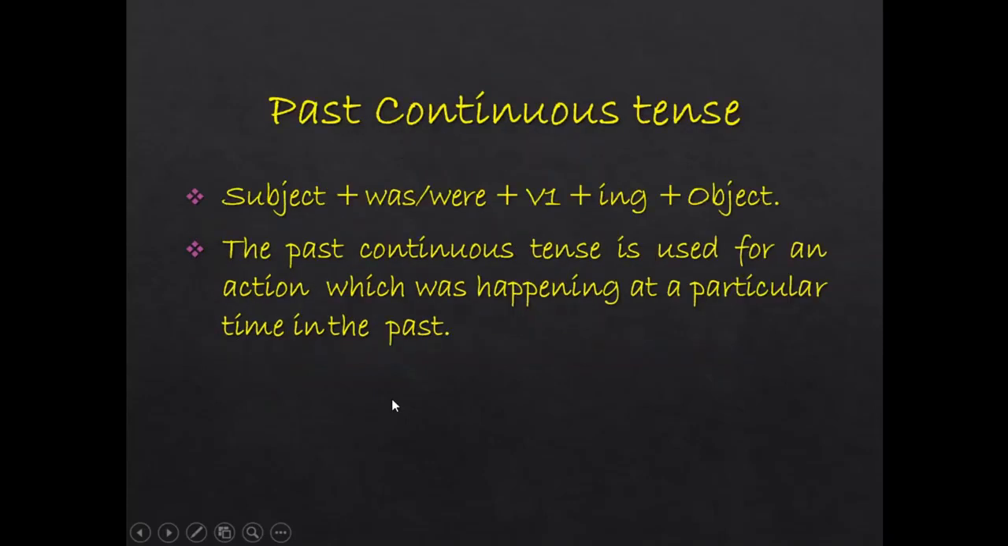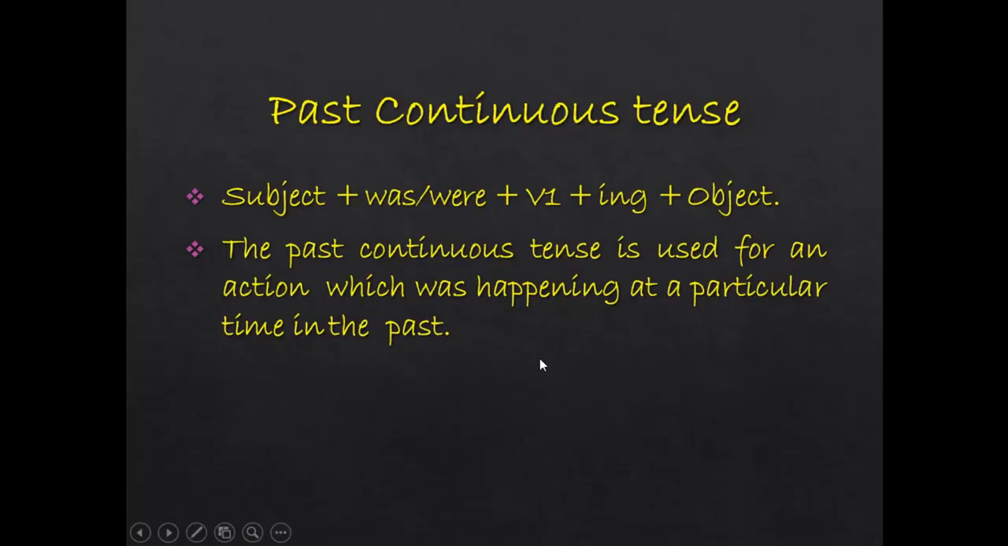Now comes the past continuous tense. To write a past continuous tense, we use first the subject plus was or were plus first form of the verb plus ing plus object. When do we use past continuous tense? The past continuous tense is used for an action which was happening at a particular time in the past. It means an action was going on at the time of the report and it had already ended.